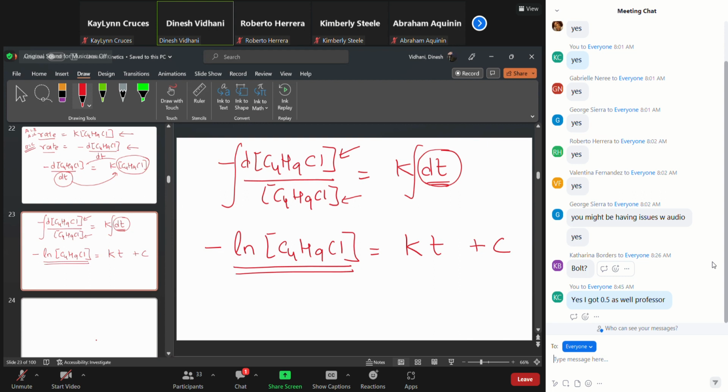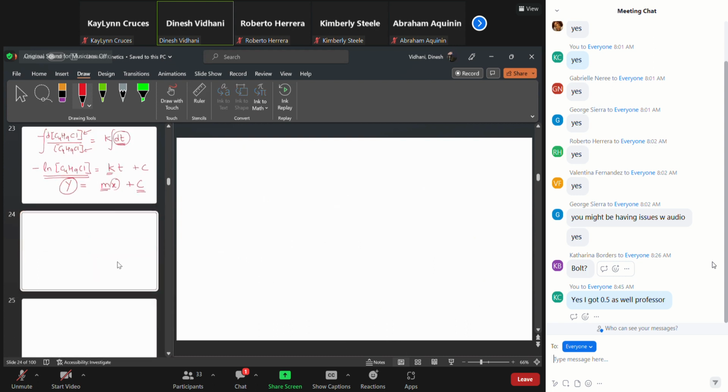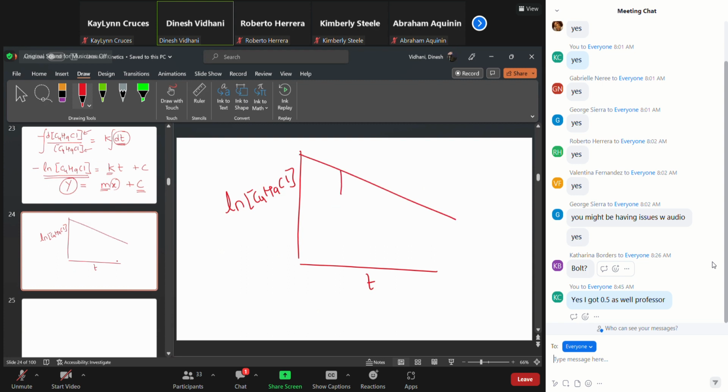We got that. Now, this equation is similar to y equals to mx plus c, the equation of a straight line. This is your dependent variable, which is the concentration of your reactant. This is your independent variable, which is time, and the slope gives you the rate constant. C is the intercept on y-axis. This is exactly what I drew in the previous case. So now if you take natural log C4H9Cl and you plot it versus time, you get a straight line. Slope of this line equals to m. Intercept is your C, right?